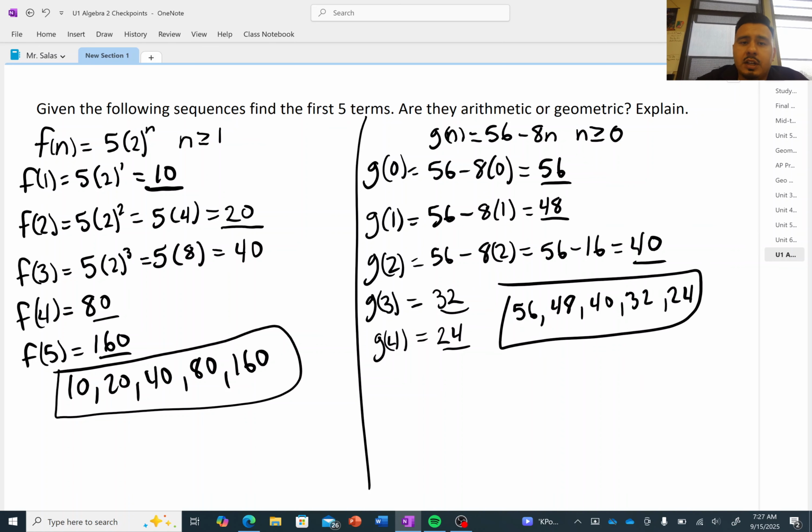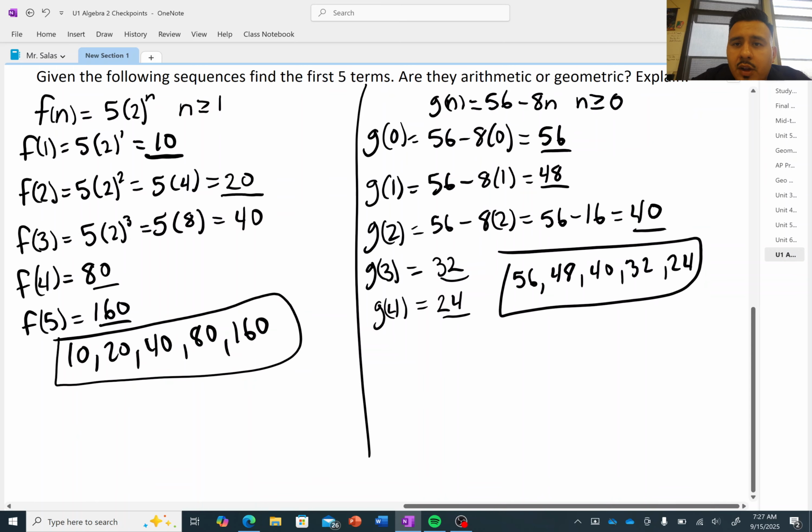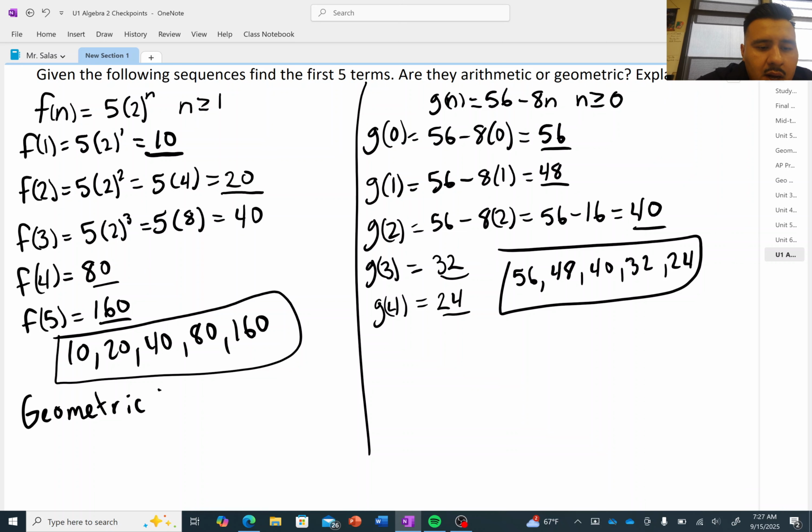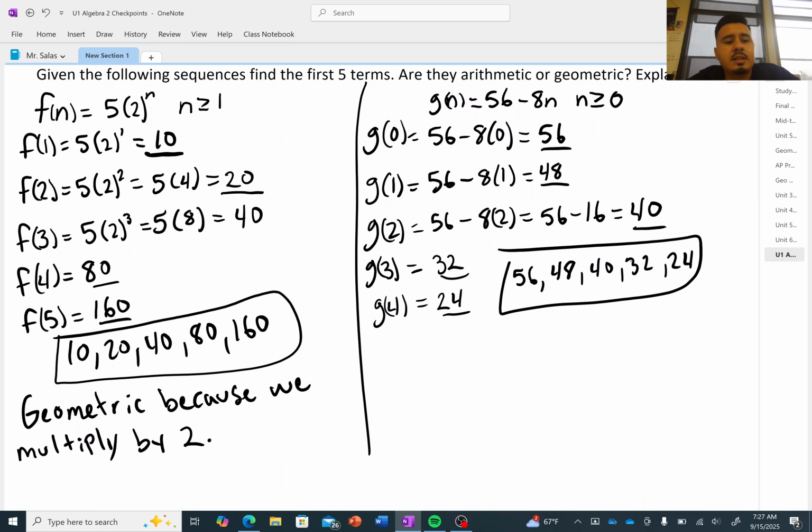Now, we need to answer the second part of this problem. Are they arithmetic, geometric, and explain? Okay, this one is geometric, because we multiply by 2, right? 10 times 2 gives me 20. 20 times 2 gives me 40. 40 times 2 gives me 80. 80 times 2 gives me 160, right?